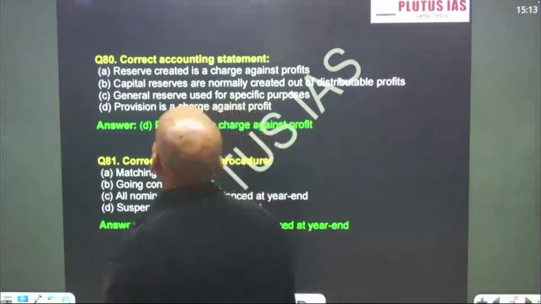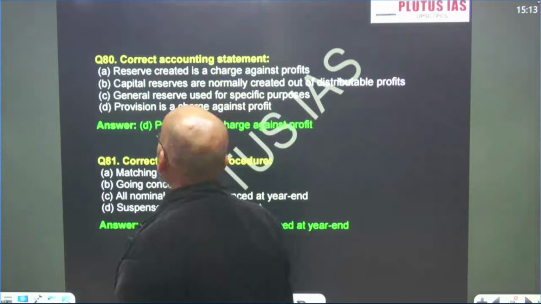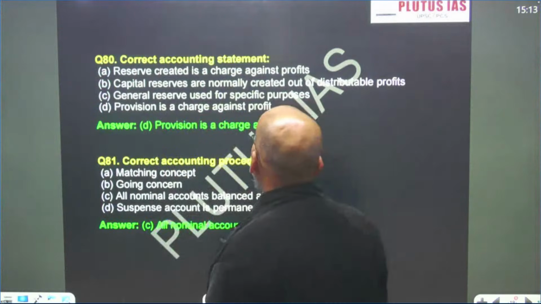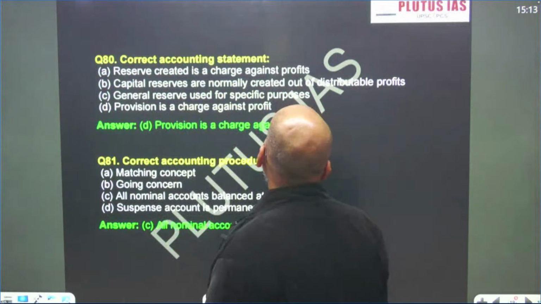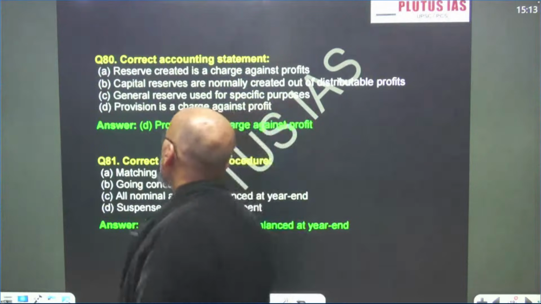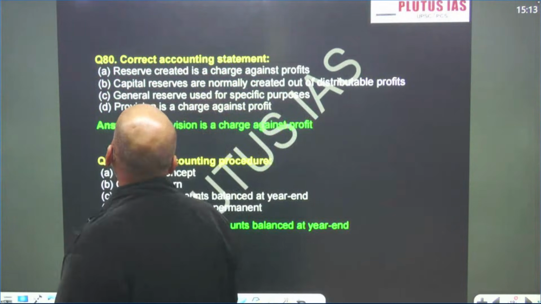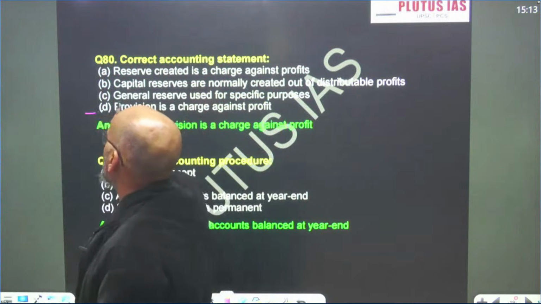Question 80. Correct accounting statement: reserve created is a charge against profits. No. Capital reserves are normally created out of distributable profits. No. General reserve used for specific purposes. No. Provision is a charge against profit. Option D is correct.